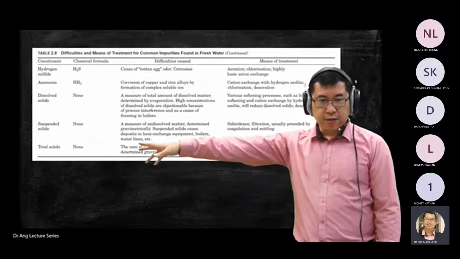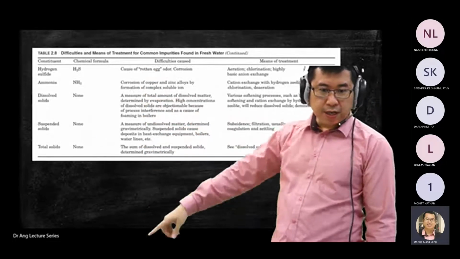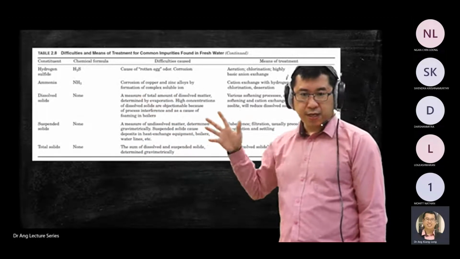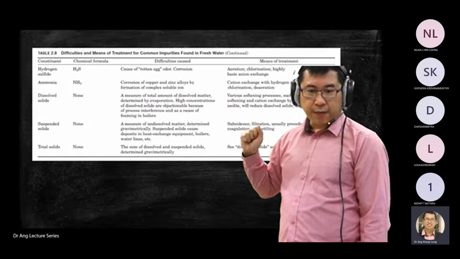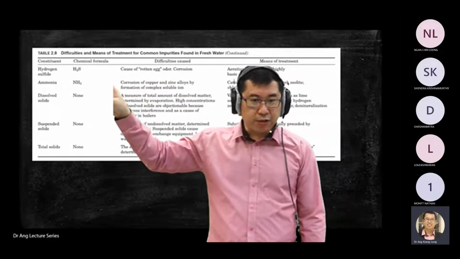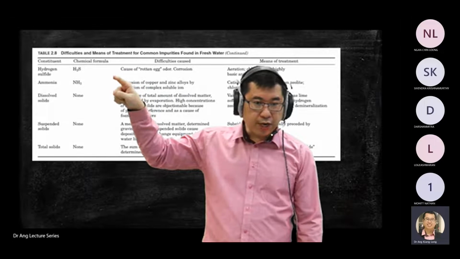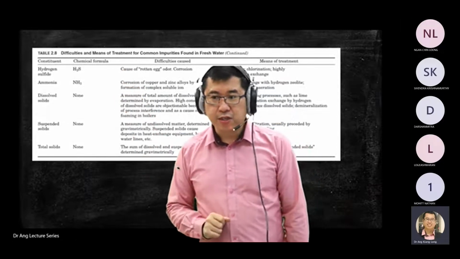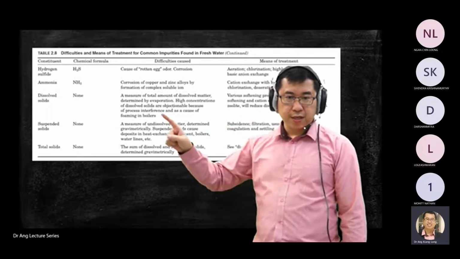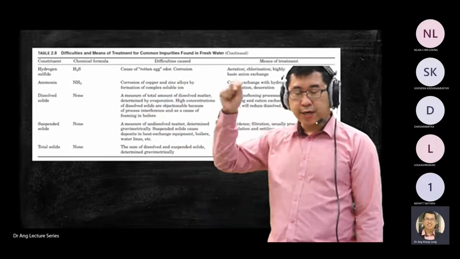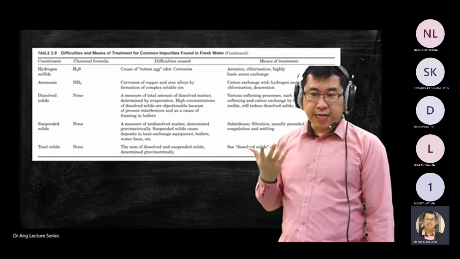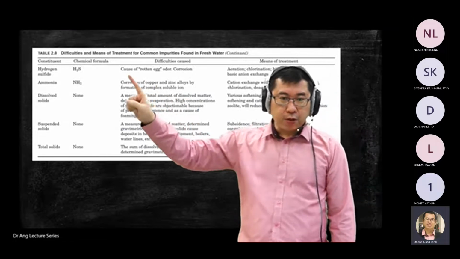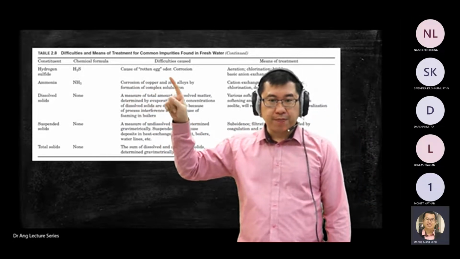Okay, so you can read a lot of information here. Another page from the table. Quite a lot of things, quite interesting reading. One thing that catches my attention is hydrogen sulfide. The chemical formula that we are interested to study is H2S. Why? This is the one that you can detect with your five senses, especially your nose. It will cause rotten egg smell, corrosion.